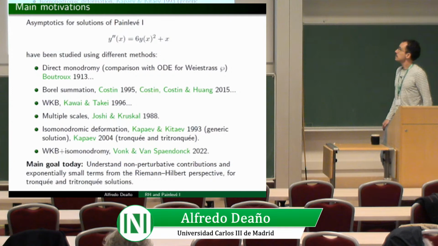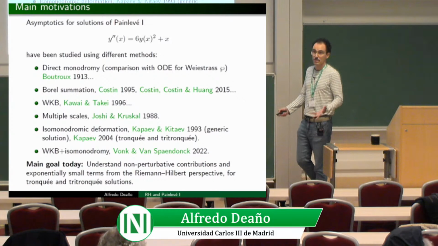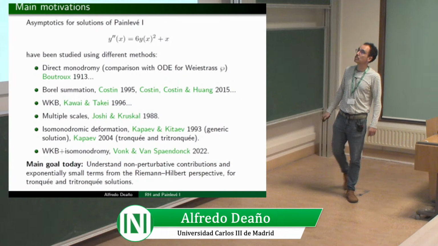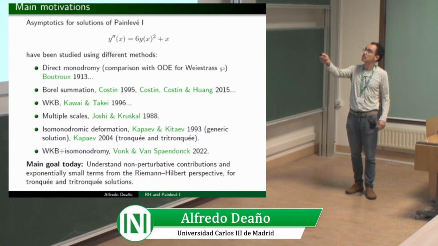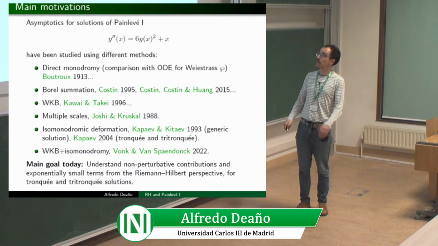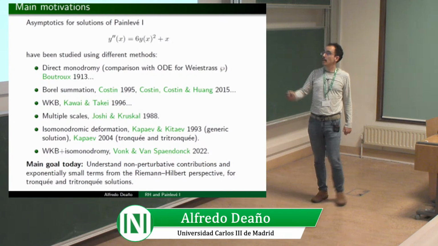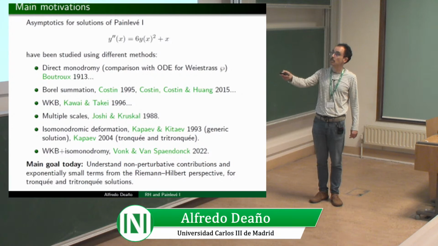Okay, so some asymptotics. I'm probably forgetting references, and I apologize for that. The asymptotics of solutions of Painlevé I have been studied in many different ways, many different methods, and for different families of solutions. You can go back all the way to Boutroux. You can do direct monodromy, so just scaling and comparison of this with the equation for the Weierstrass elliptic function. That's where the elliptic asymptotics in the generic case come from. You can do Borel summation. We've heard about WKB quite a lot in this program. You can do multiple scales. And the method that I'm going to concentrate on today, for good or for evil, is the isomonodromic deformation.